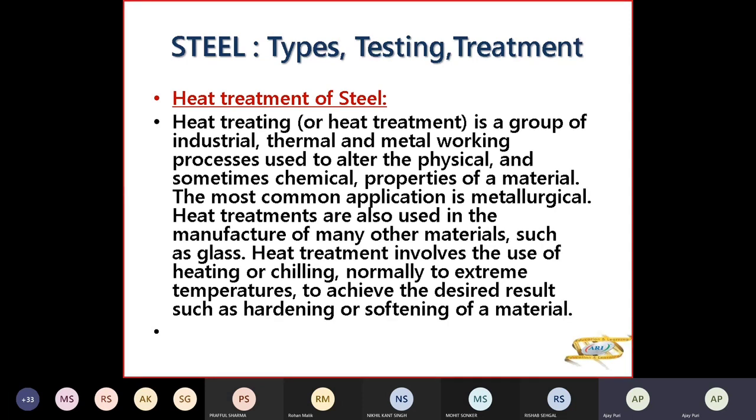So tempering is done for making it tough. That's why you have tempered glass on your mobile too, because that is tougher than your mobile screen itself. So heat treatment involves the use of heating or suddenly cooling or chilling, normally to extreme temperatures to achieve your desired result. So it will be either hardening the material or softening the material or normalizing the material.